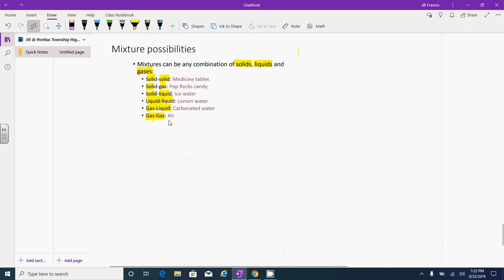And then the last little thing we have here are the different phases that we can use to make mixtures. We can have two solids together, a solid and a gas, a solid and a liquid, more than one liquid, a gas and a liquid, and two gases. All the examples are here. There's many more, but these are just the different ways that mixtures can be put together.